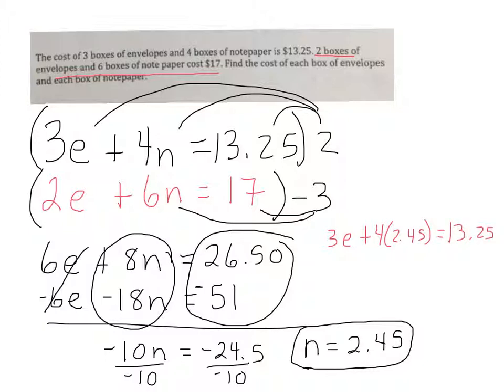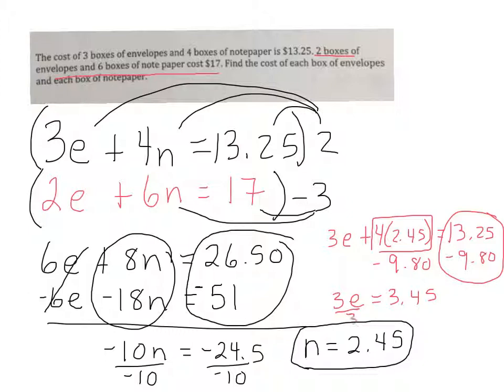And now I need to solve for e, don't I? What is 4 times $2.45? $9.80. So I'm going to subtract $9.80 from both sides. And so I've got 3e equals, y'all subtract that for me, $13.25 minus $9.80 is what? $3.45. Then I'll divide 3 on both sides. And so e equals $1.15. And so my envelopes were $1.15 and my notebooks were $2.45.